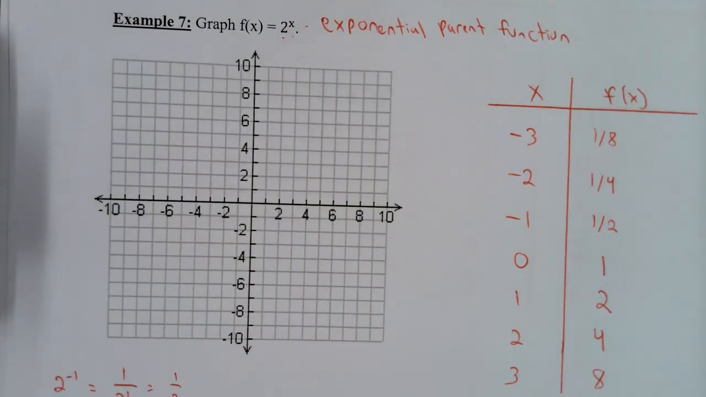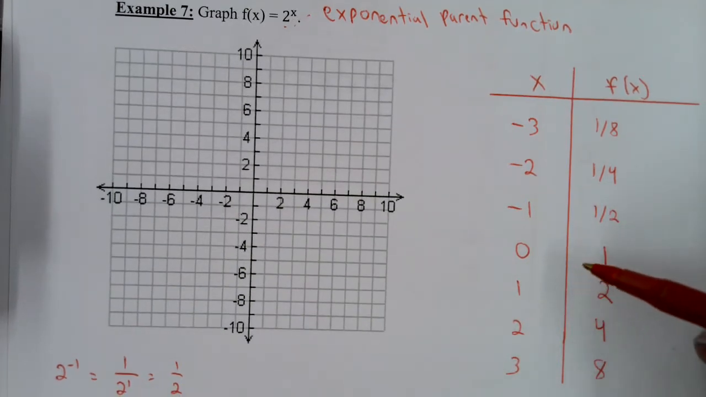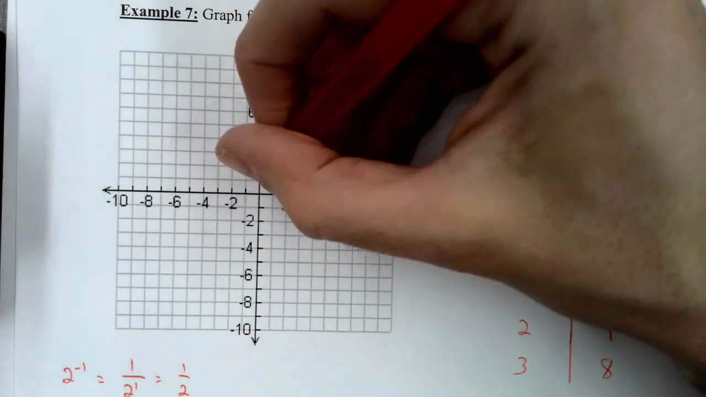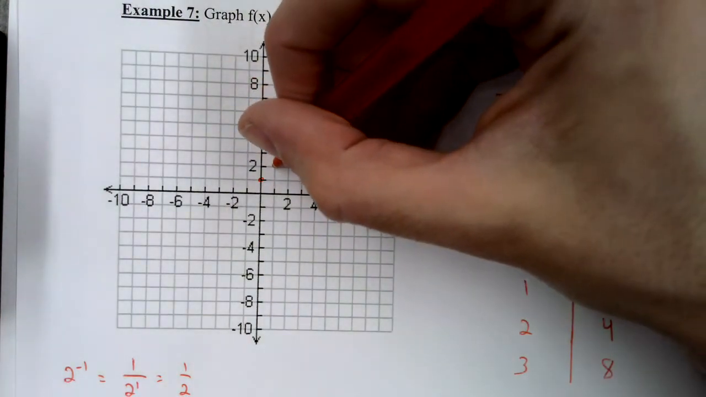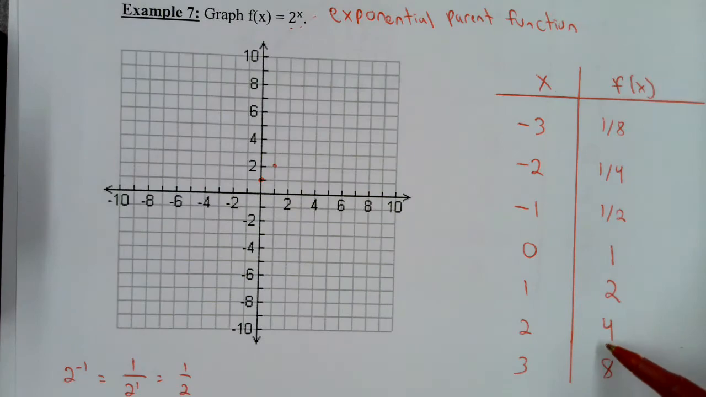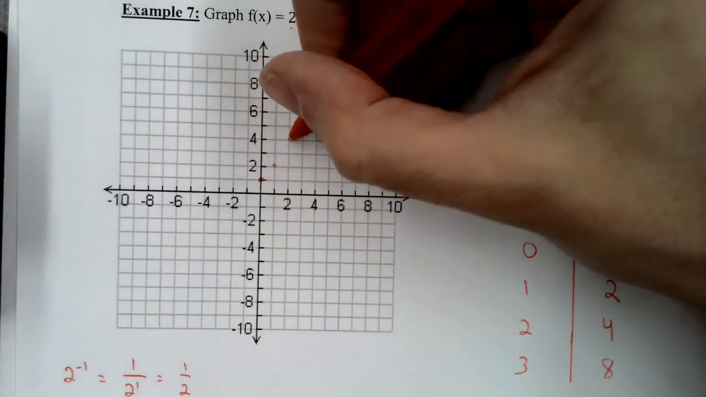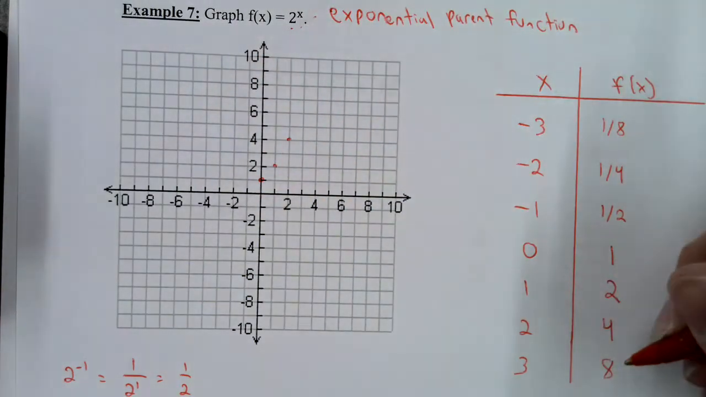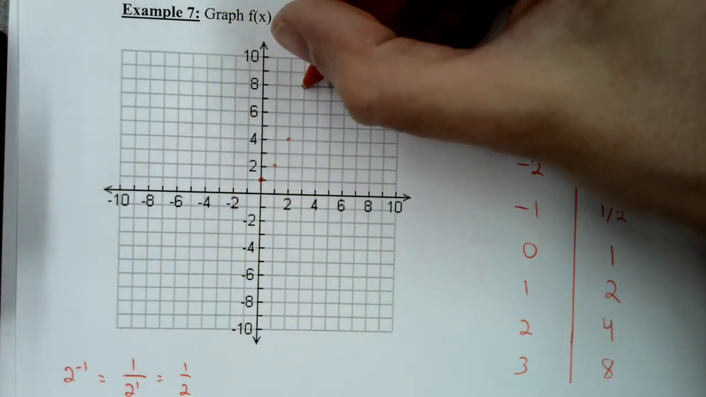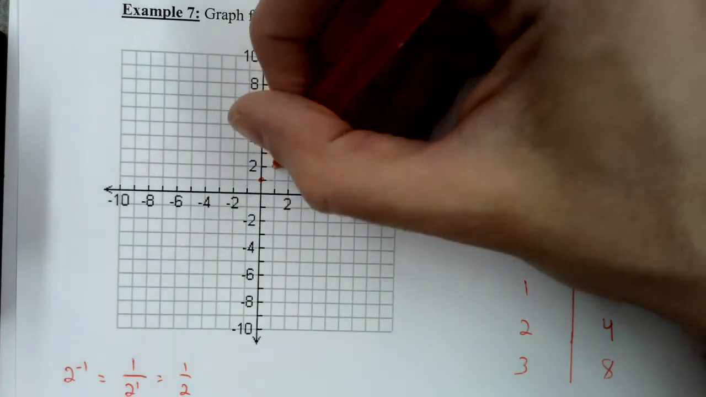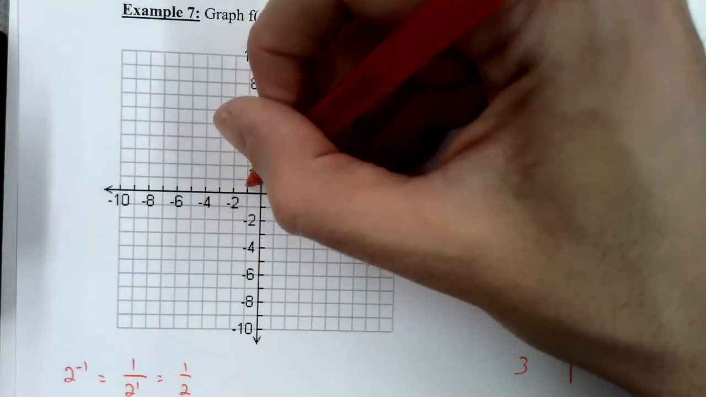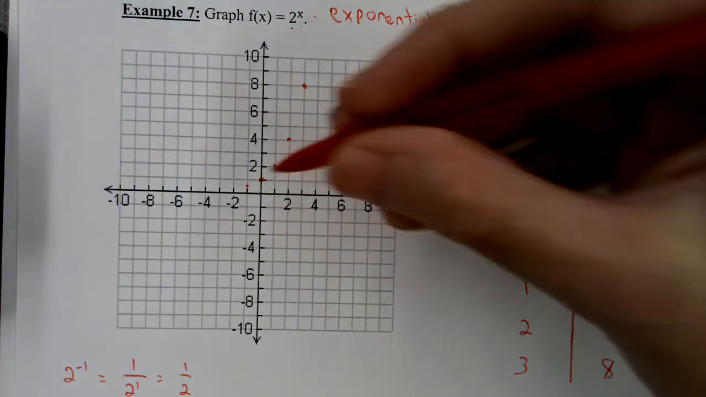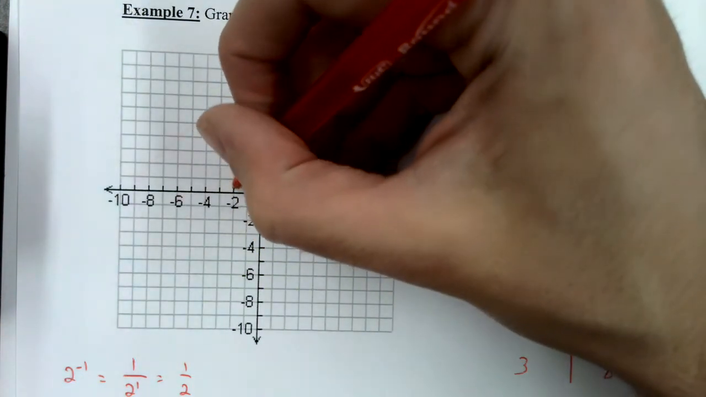Okay, so now we can make our graph. Let's do the positive ones first, because that's easy to graph. 0, 1. We have 1, 2. We have 2, 4. We have 3, 8. We have -1, 1/2, just estimate. That's good. -2, 1/4. -3, 1/8. So the graph is going to look like this.